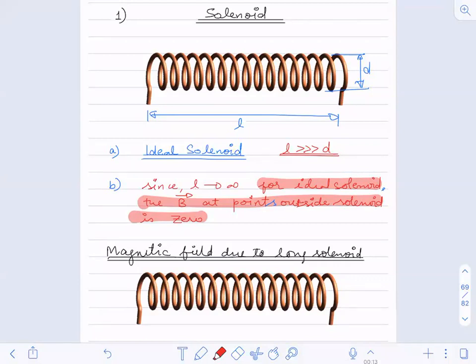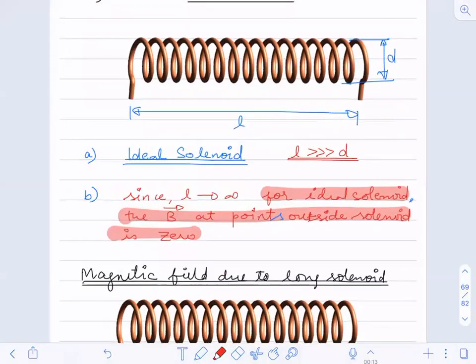Yesterday we had already discussed the reason behind this, and this is an important point that outside the solenoid, okay, the magnetic field will be zero, and this is only true for the ideal solenoid. For real solenoids, this is not true. But for ideal solenoids, the magnetic field at outside points will be considered to be zero. And if you see the construction of the solenoid, this length should be very, very large as compared to D, this point.